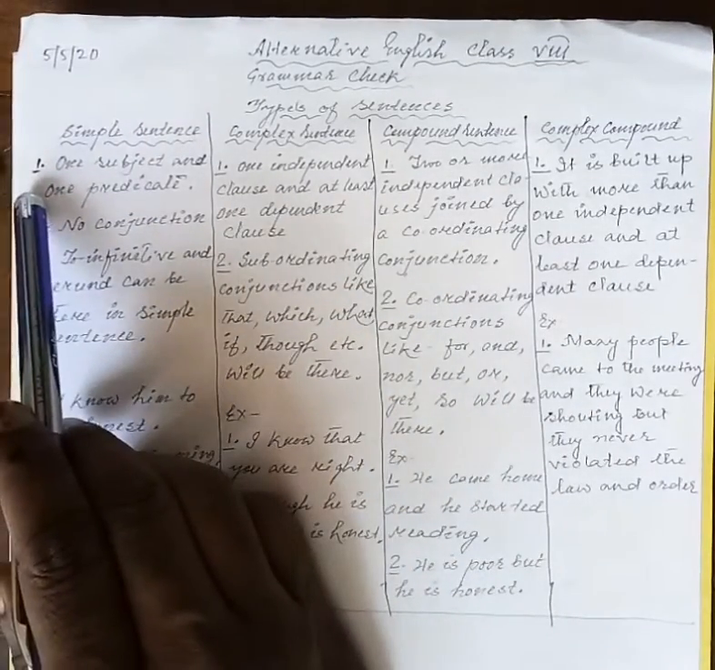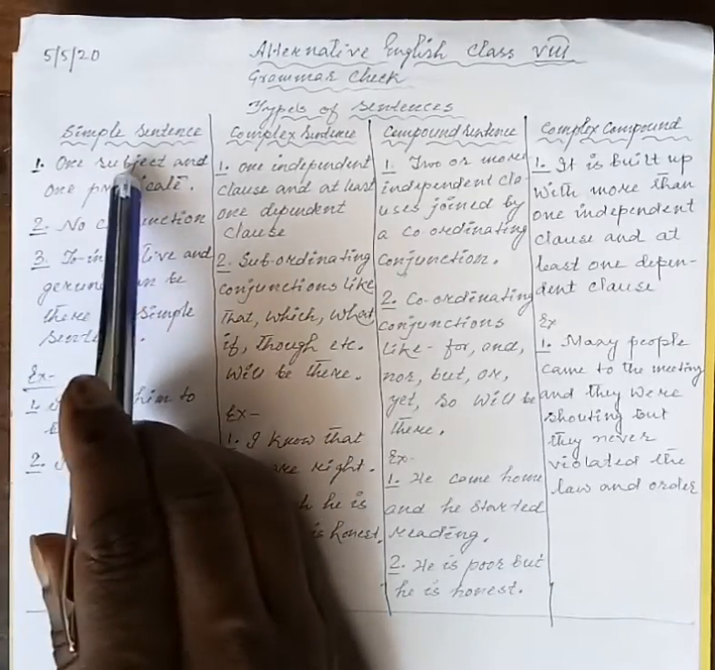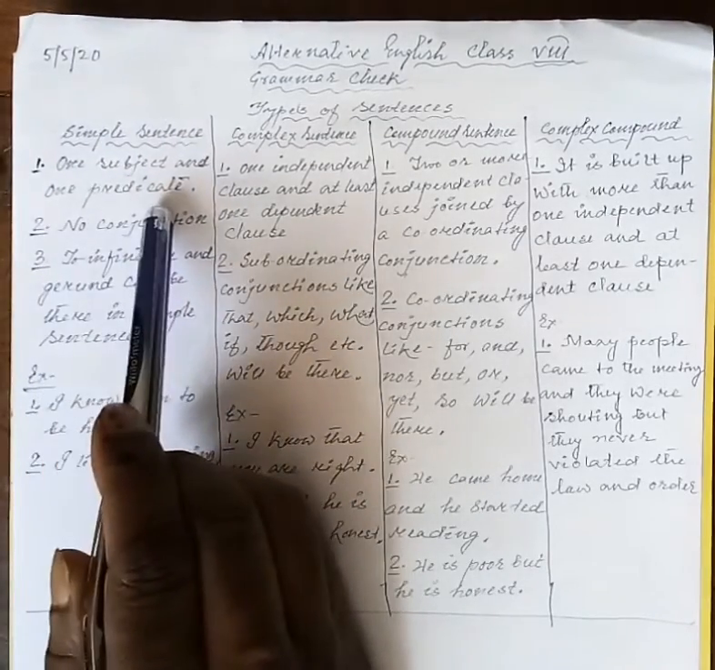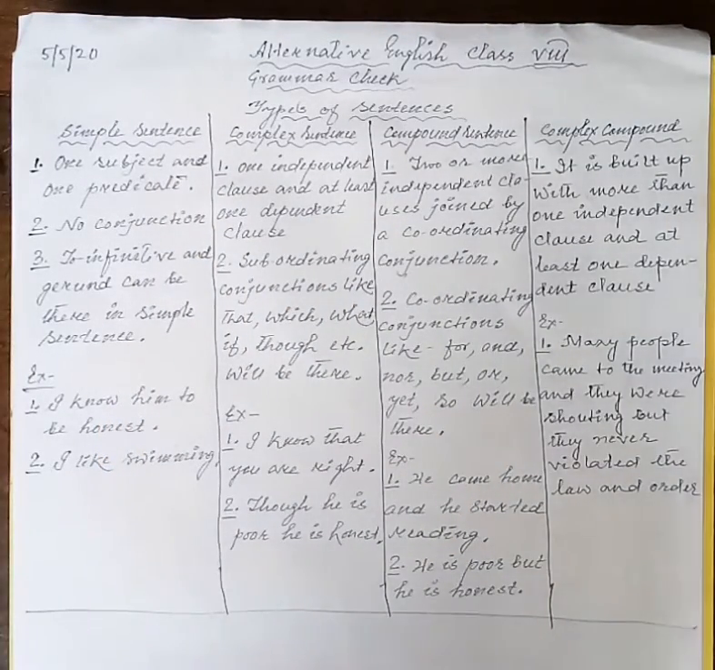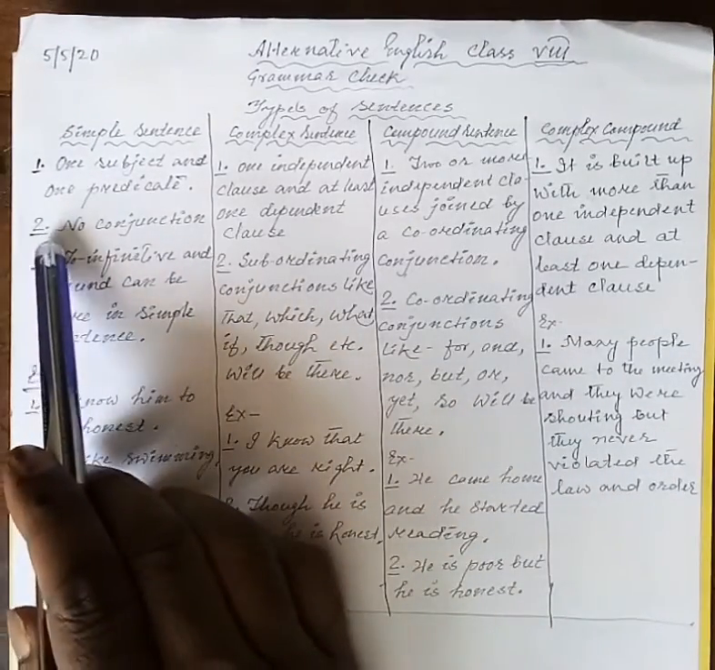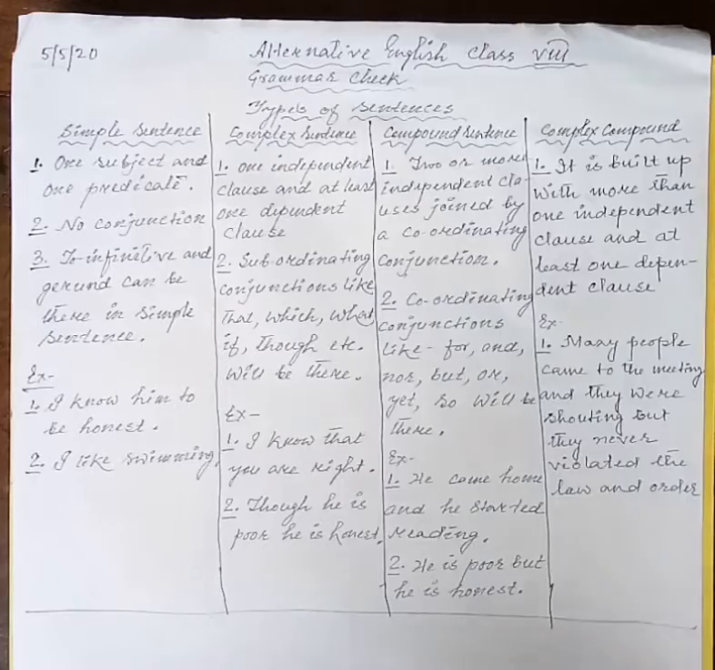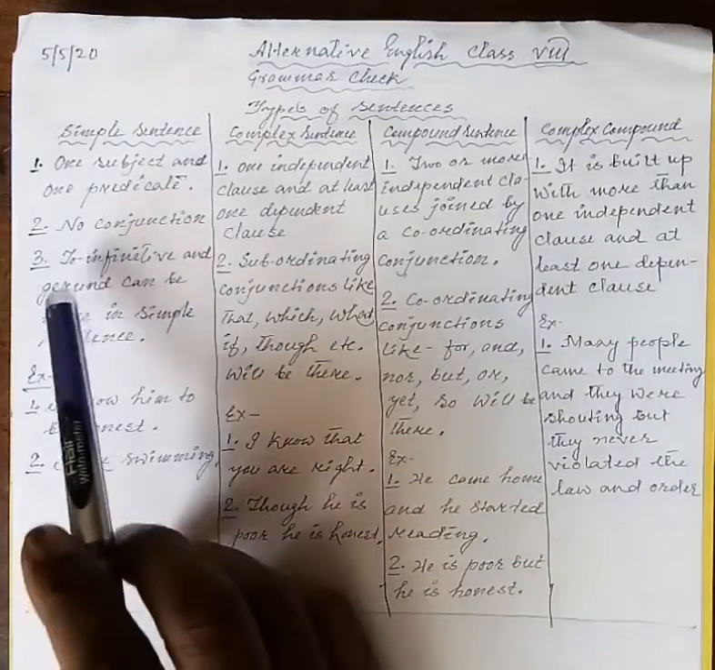In a simple sentence, first, I have written one subject and one predicate. So in a simple sentence we will find one subject and one predicate. Subject is what? That is the noun or pronoun. It will be found at the beginning of the sentence, maybe most of the time, and the predicate will start from the verb to the end. And second point, no conjunction. In a simple sentence there will be no conjunction of any kind.